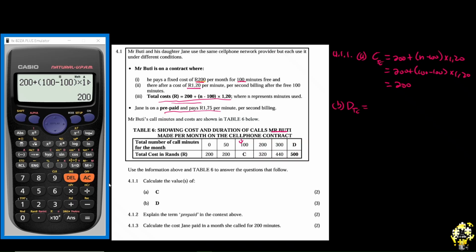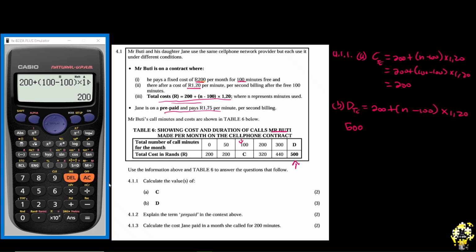So this is the cost structure. The total cost for Mr. Booty, we already know, contains a fixed 200, plus the number of minutes that have been used minus 100 minutes, multiplied by R1.20 thereafter for each and every minute that is used. So we have been given the total cost. Let's substitute this total cost with the 500.